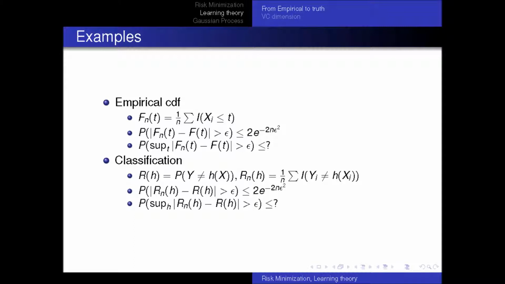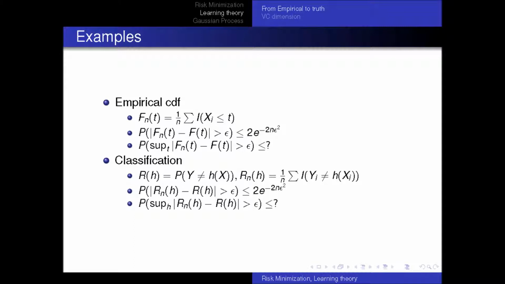Well, a simple way is, let's assume the function is called Fn(t). At each point t, you just count how many points fall into the left part of t, that interval. And then you take that count divided by n. It will come out as a CDF of this data.